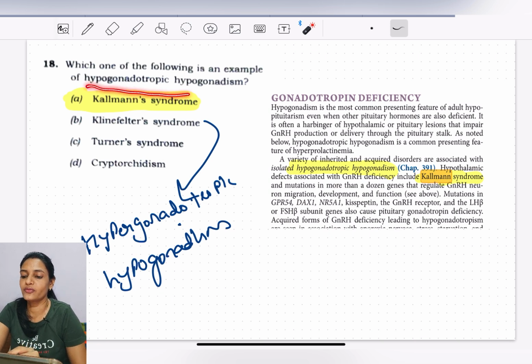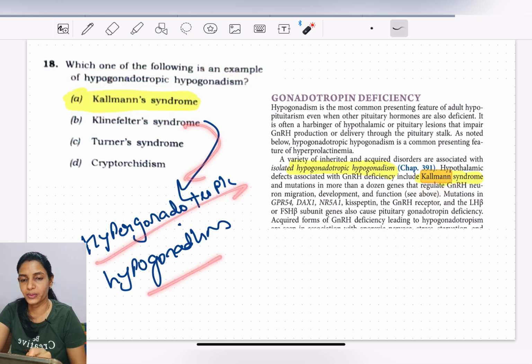Gonadotropin they are talking about, which is the hypogonadotropic hypogonadism. So Kallmann syndrome comes under hypogonadotropic hypogonadism, while Klinefelter is hypergonadotropic hypogonadism.